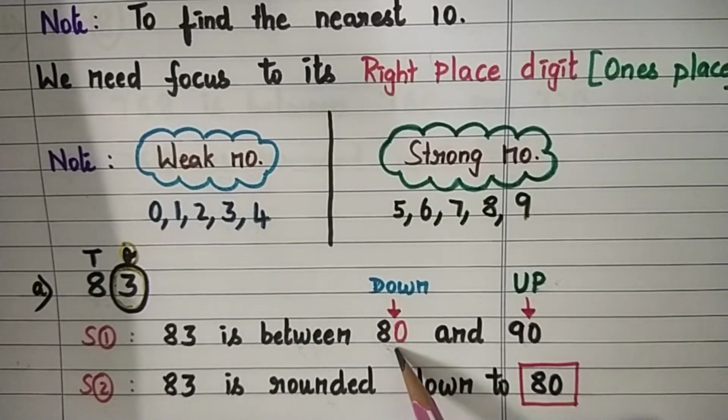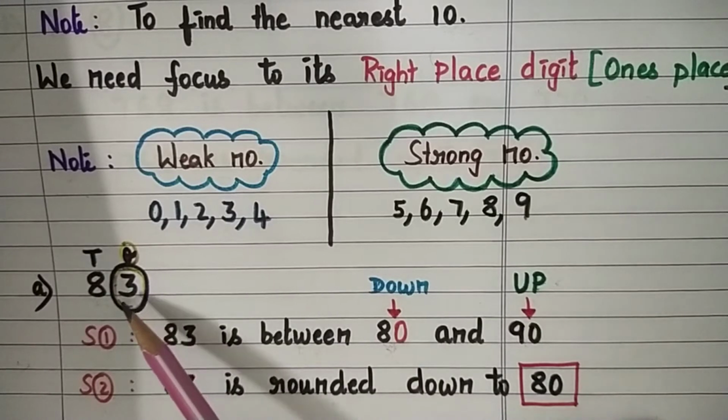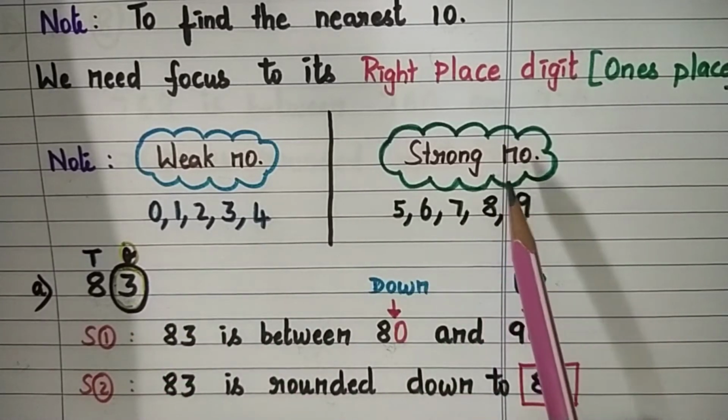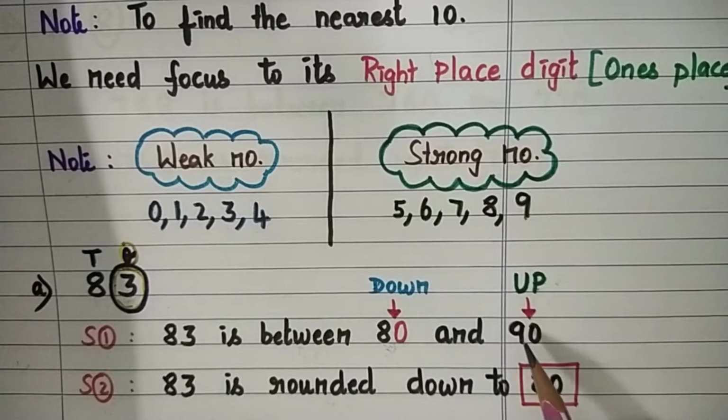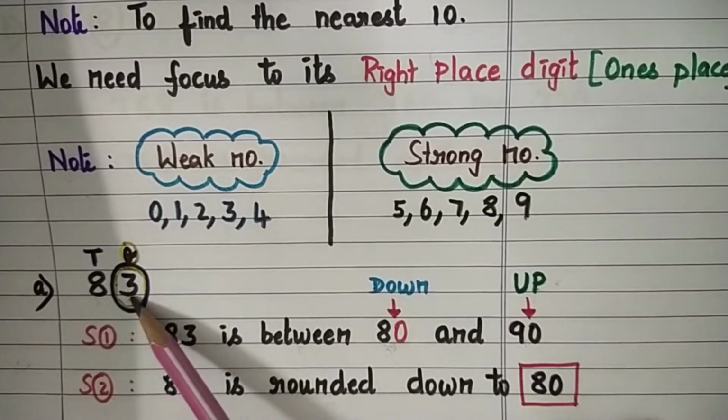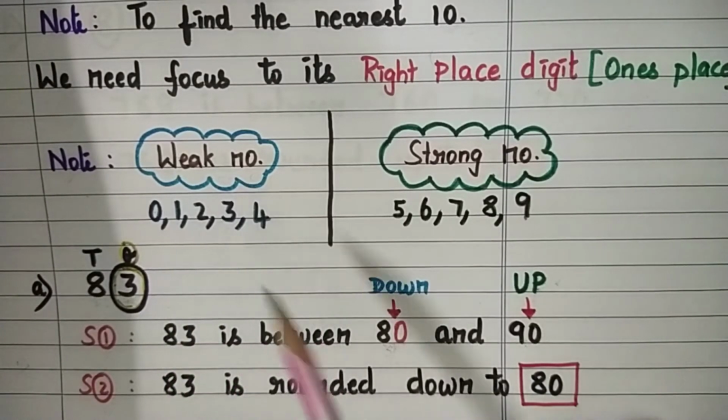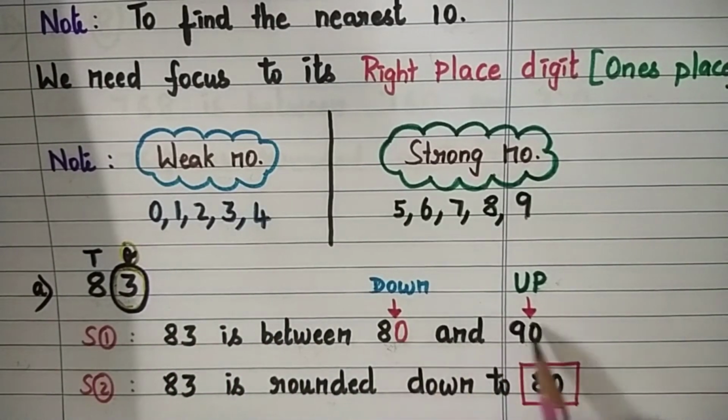That is the small number. For example, if this is not a 3, if this is a 5 or 6 or 7 or 8 or 9, then it will be a strong number. Strong number means we have to round off to the up number, the big number. In this case, it's a 3. 3 is a weak number. So, we need to round off to the small number. Which is the small number? Yes, 80 is the small number. So, 83 is rounded down to 80.